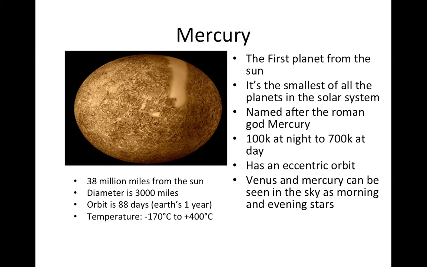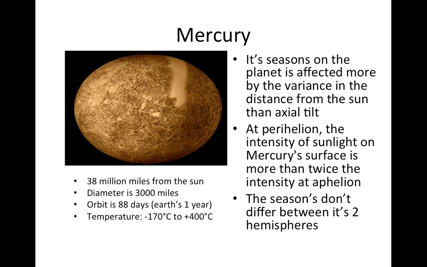Mercury and Venus, which we're going to discuss later, can be seen as morning and evening stars in the sky on Earth. It takes Mercury 88 days, which is the equivalent of Earth's 365 1/4 days, to actually orbit the sun.